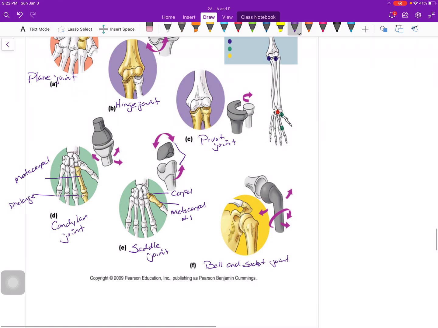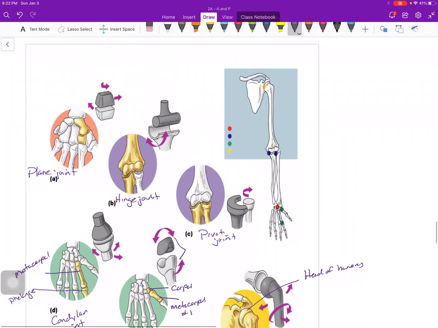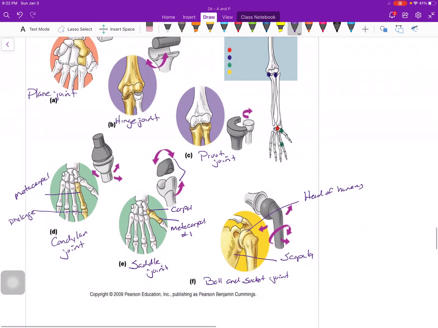In this case, this is going to be our shoulder. You have the head of the humerus, and then right here your scapula. Okay, so in looking at this and labeling, when you're labeling this up here would be F. That would be your ball and socket joint.